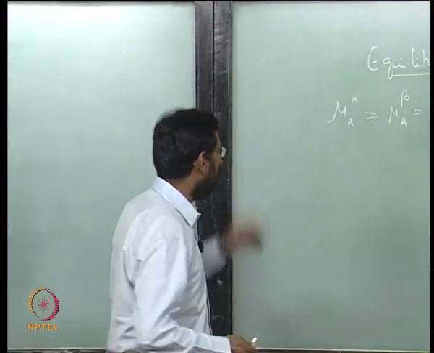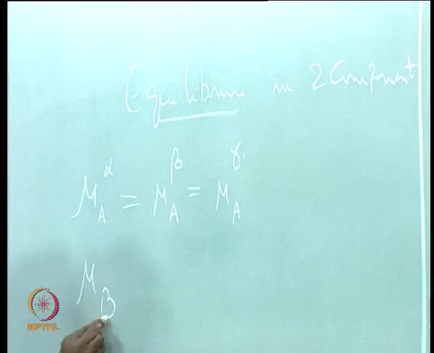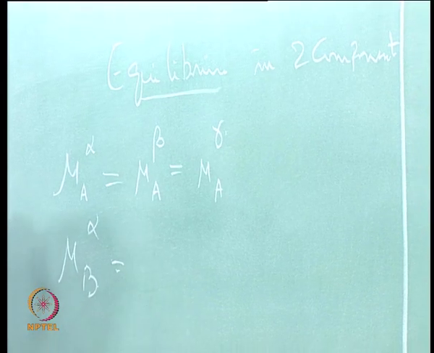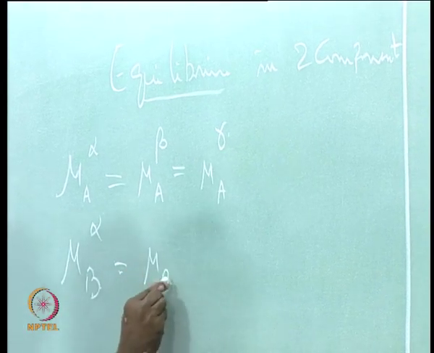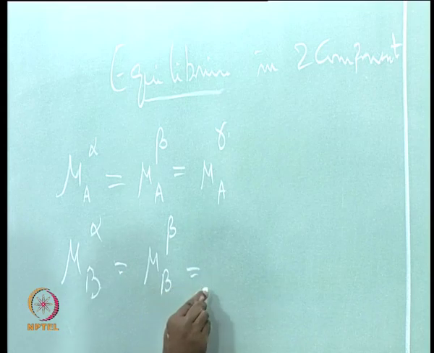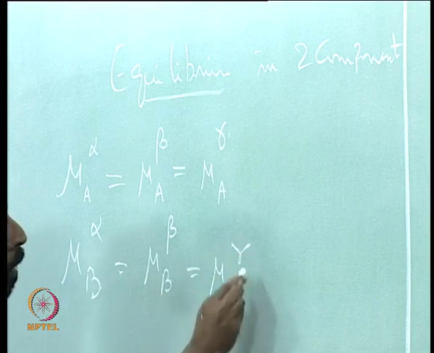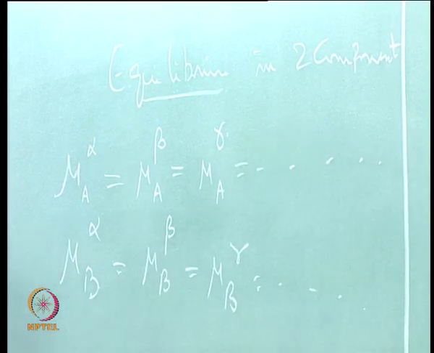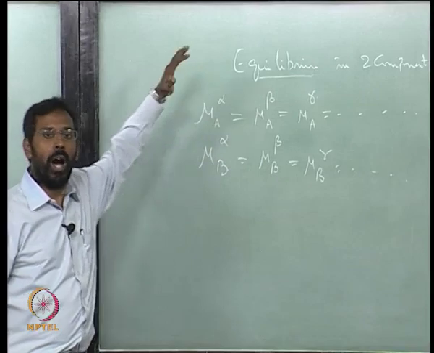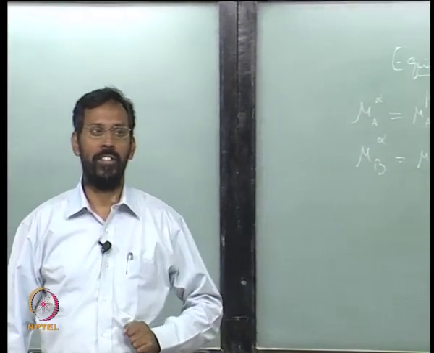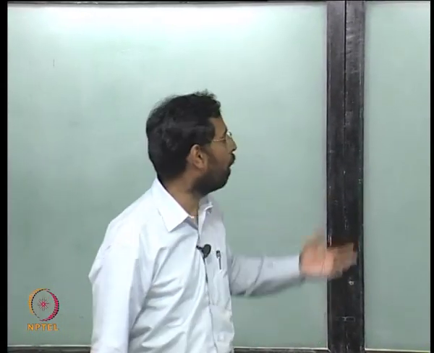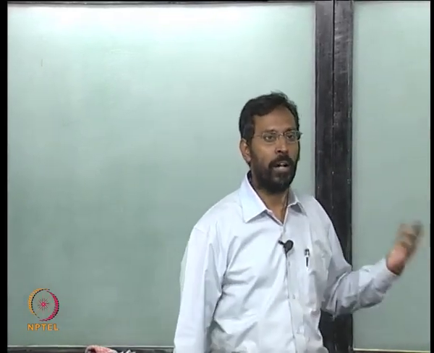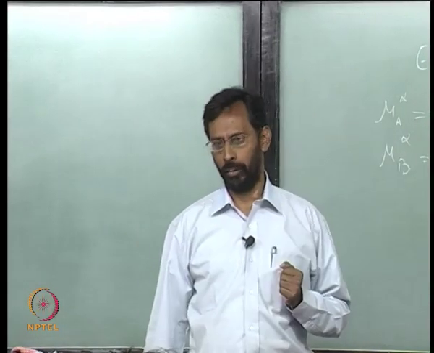Similarly we can extend this to another component and say chemical potential of B in alpha should be equal to chemical potential of B in beta and should be equal to chemical potential of B in gamma, and so on, depending on whatever number of phases are present. And this can be written for all the components present in the system. In a binary system we have only two components, in a ternary you can extend it to a third component, in a quaternary 4 components, and so on.